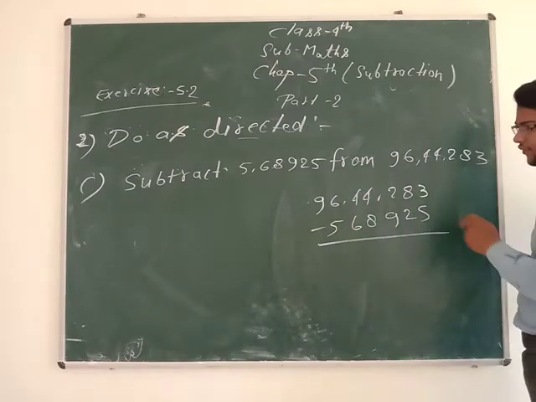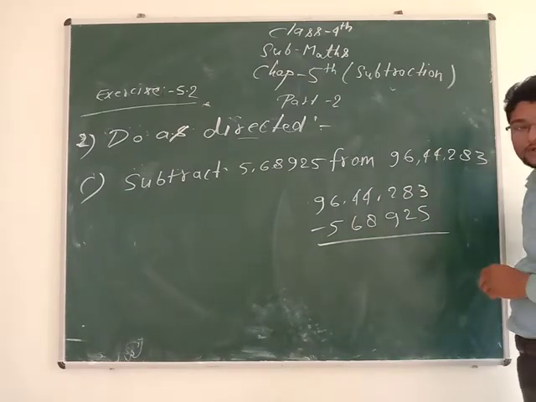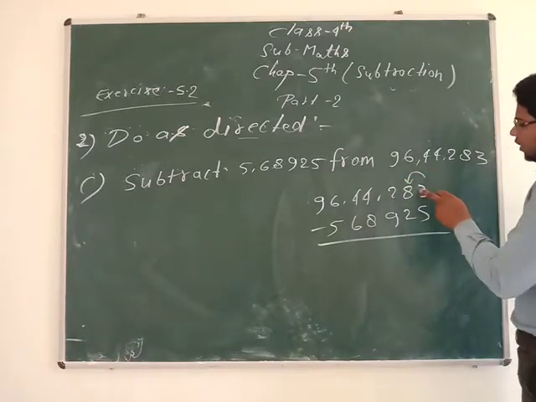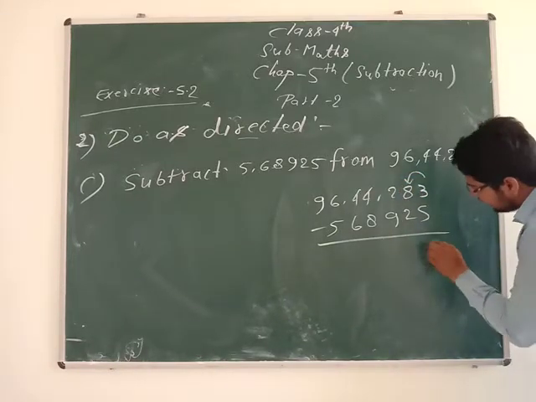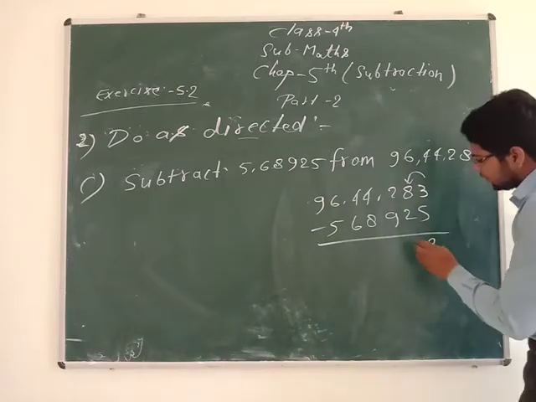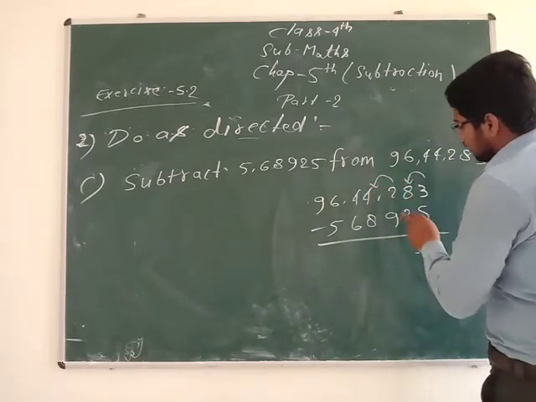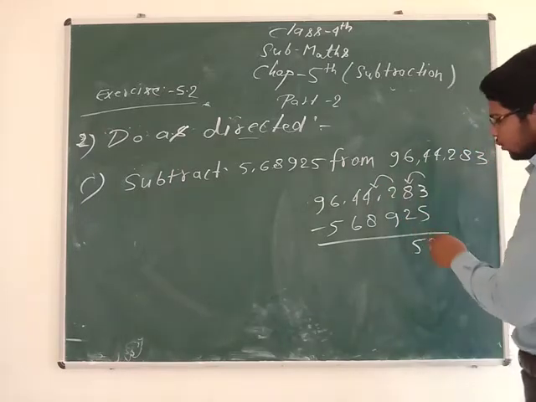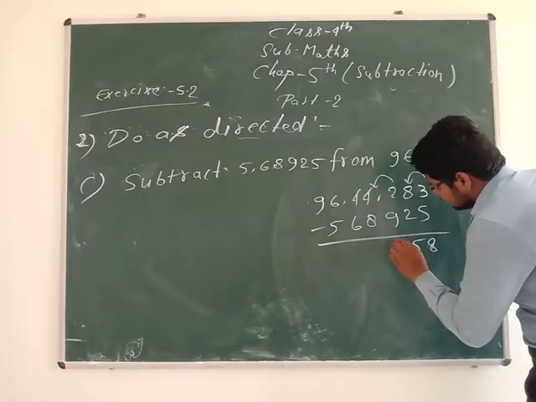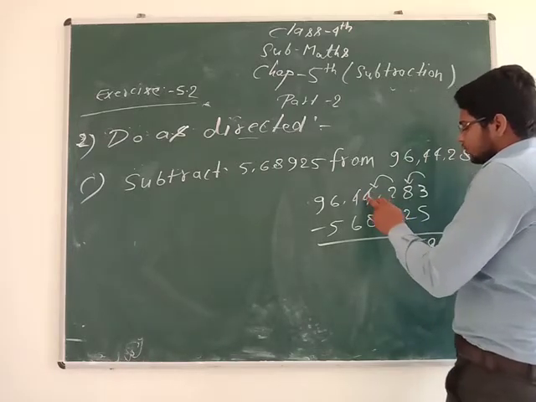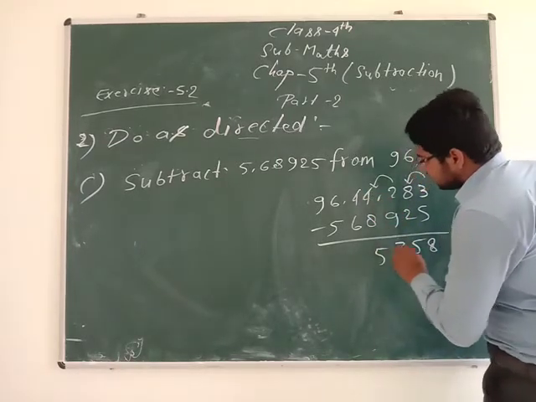3 is less than 5, so 5 can't be subtracted from 3. So let's take borrow from 8. And now we have 13. 13 minus 5, 8. Now it is 7. 7 minus 2, 5. 2 is less than 9, so let's take borrow. It is now 12. 12 minus 9, 3. It is now 3. So 13. 13 minus 8, 5. It is now 3.